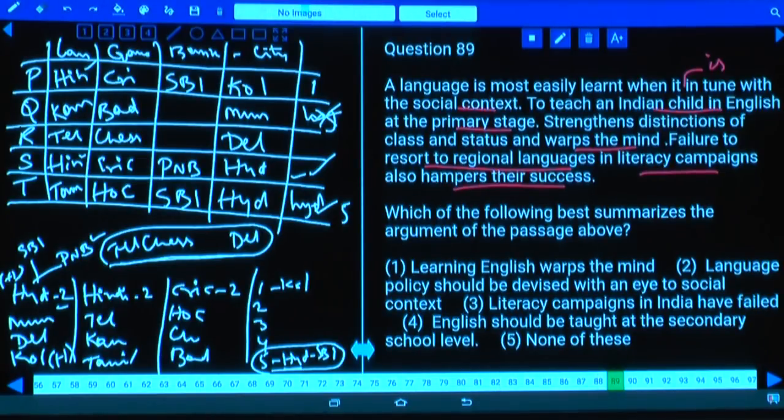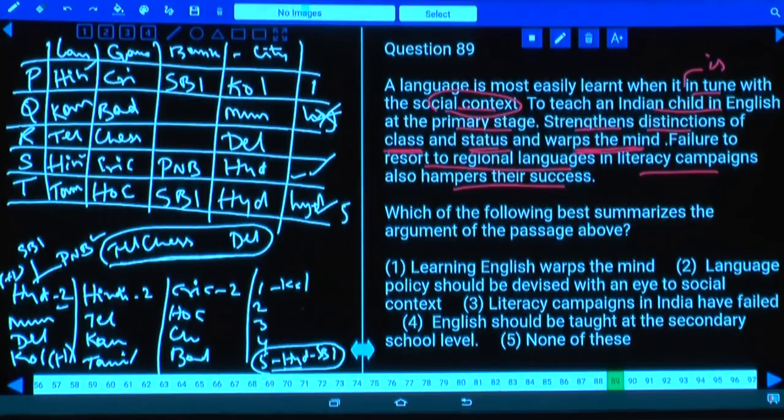And it should be linked in tune with the social context. And if it has not been done, it strengthens distinctions of class and status and warps the mind. So how could they be able to learn the language? Because it strengthens and differentiates class and status and warps the mind. It creates some enthusiasm among these persons.